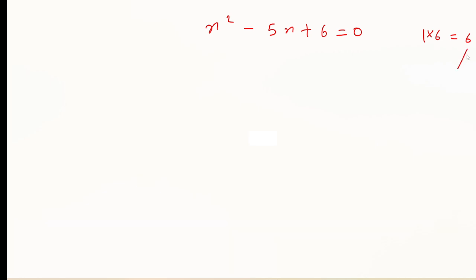Now I have to think of two numbers. If I multiply them, I should get 6, and if I add them, I should get this number, which is negative 5. So if I take negative 3 and negative 2, if I multiply them, I'll get 6, and if I add them, I'll get negative 5, right? That's how I have to think of numbers.